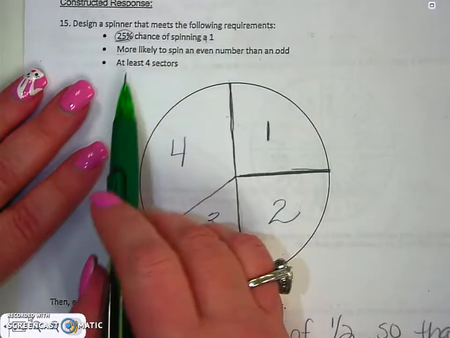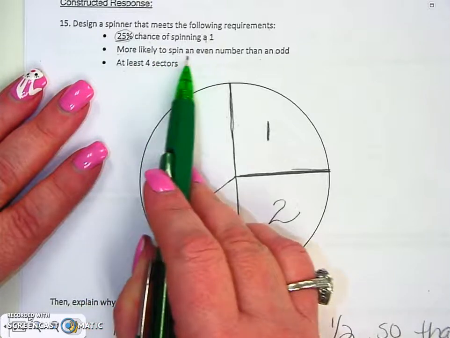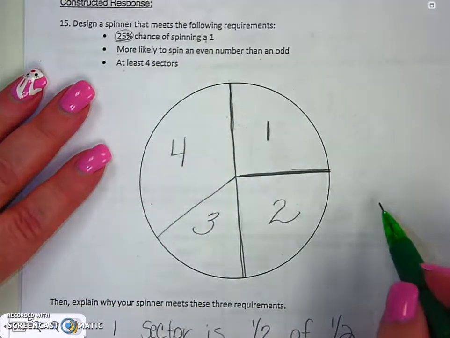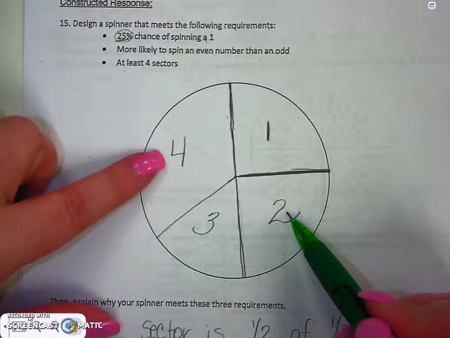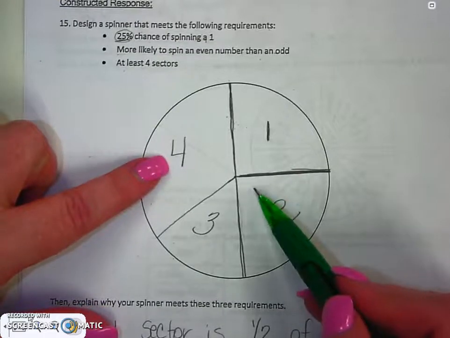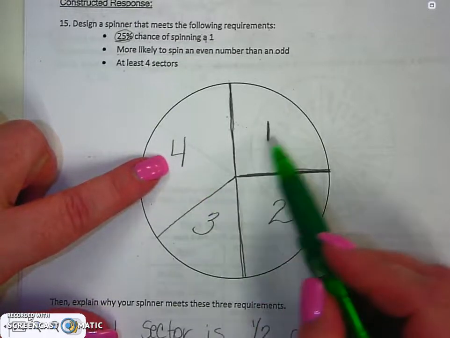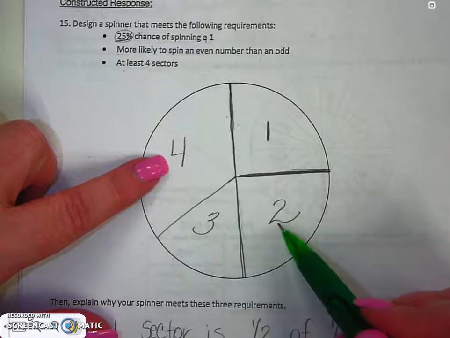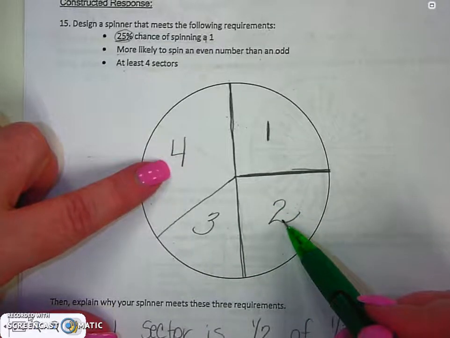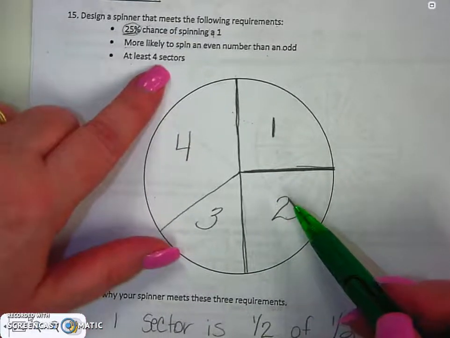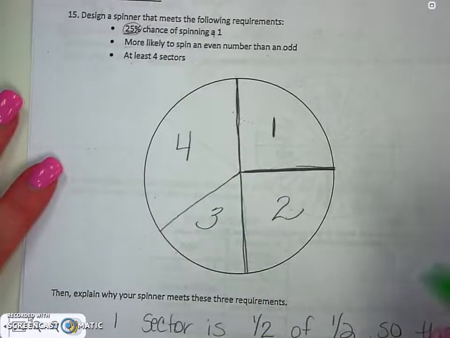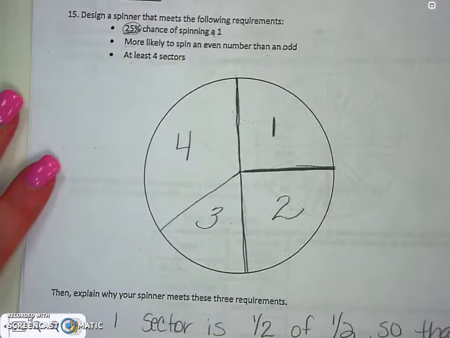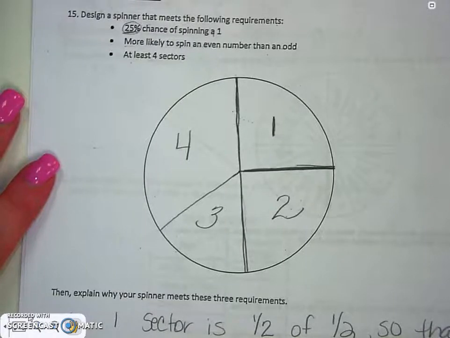And then it said I needed to be more likely to spin an even number than an odd. So this is even and this is even. And you see how these are larger than the 2 odds? So that makes them more likely. And then the last, it needs to have at least 4 sectors. And do I have 4 sectors? Yes. So that's how I chose to draw my spinner. There's a lot more options than that.